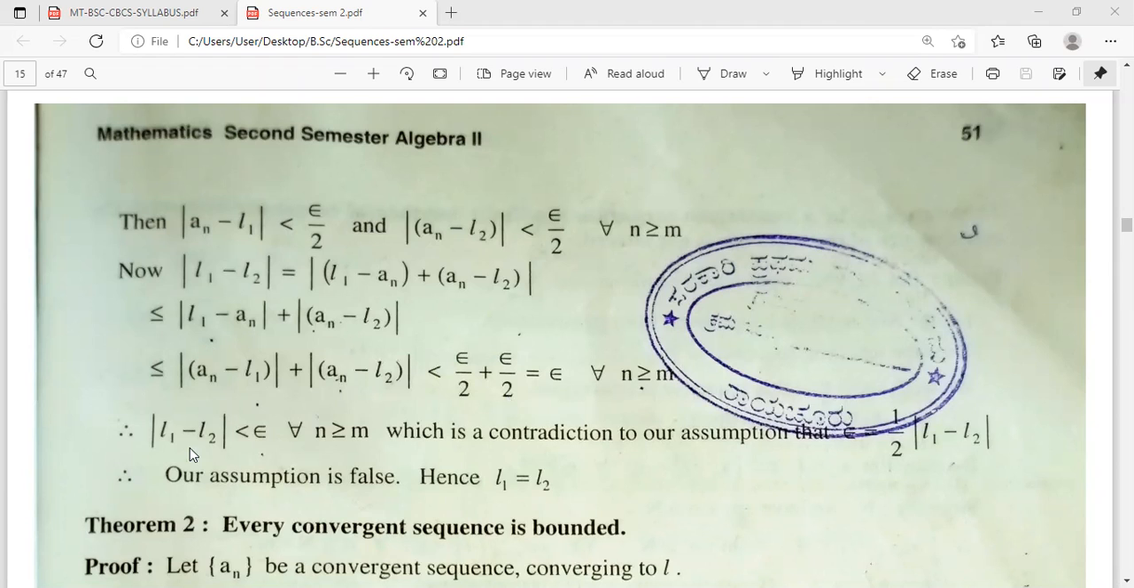Now what we got here is modulus of L1 minus L2 is less than epsilon for every n greater than or equal to m. This is a contradiction to our assumption that epsilon equals half of modulus of L1 minus L2. So our assumption is false. That's why we are writing here L1 equal to L2. Less than epsilon here means it is absurd, that is not possible. It is a contradiction to the value epsilon equal to half into modulus of L1 minus L2.